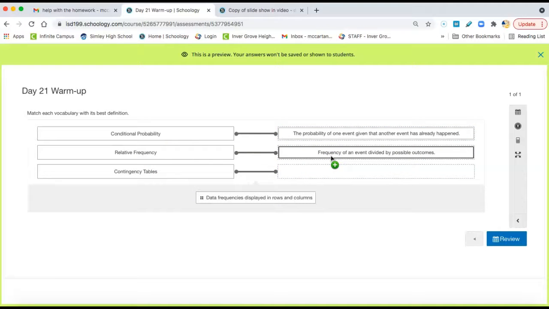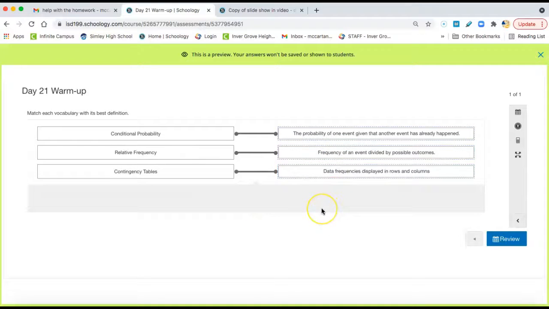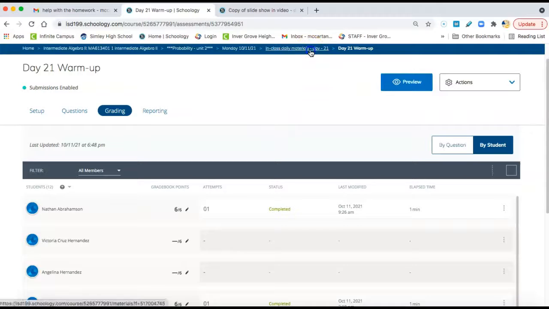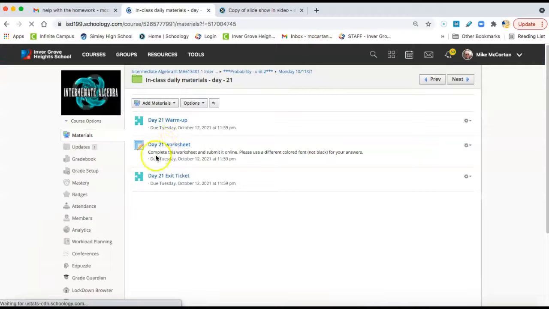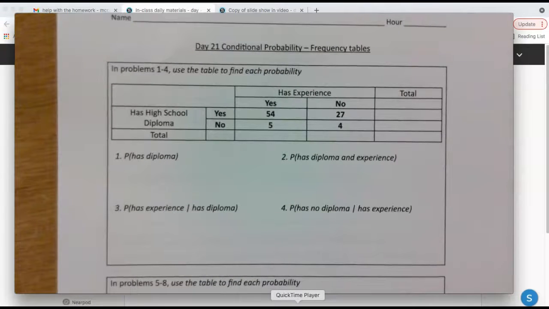I mean, it really is when we use tables. Again, it's a fraction. Right? Contingency tables. A table is rows and columns. Right? Data frequencies displayed in rows and columns. All right. And you can always pause the video. I know I'm going fast here. The worksheet is right here. Open it up. It's right here. We're going to do it.